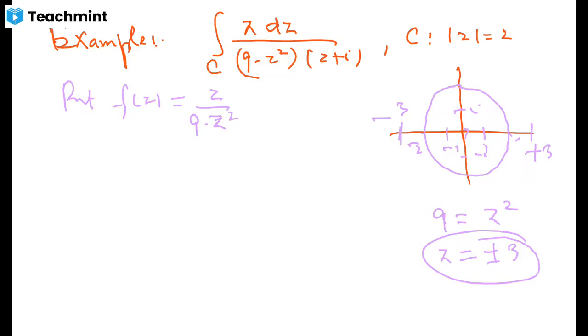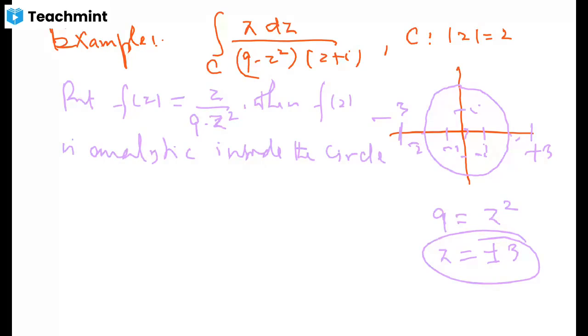Therefore, the function f(z) is analytic inside the circle, and not only inside the circle but on the circle as well, on the given circle mod z equals 2. It is analytic at every point on this circle because the denominator has no zeros on it. So this is an analytic function, and we can take this.